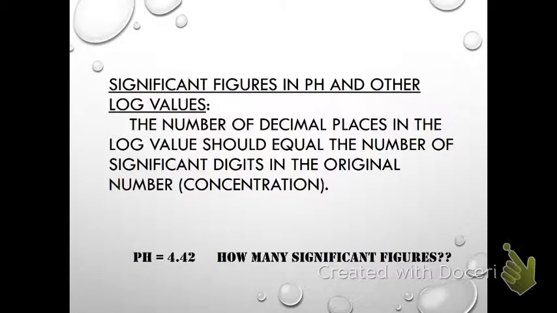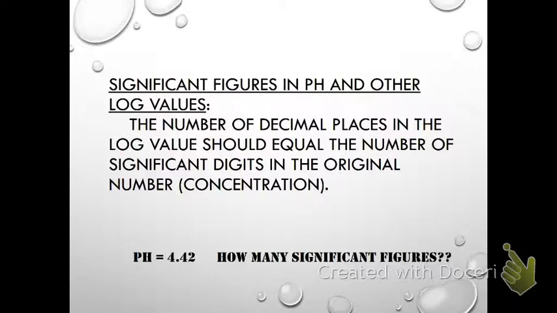Significant figures in pH. We talked about this in Chem 1, but I would imagine my seniors do not remember that from sophomore year. When you do significant figures, the decimal places in your pH are going to be the same as the significant figures in your concentration. So if I have 0.25 molar, that's 2 sig figs, I need a pH with 2 decimal places.